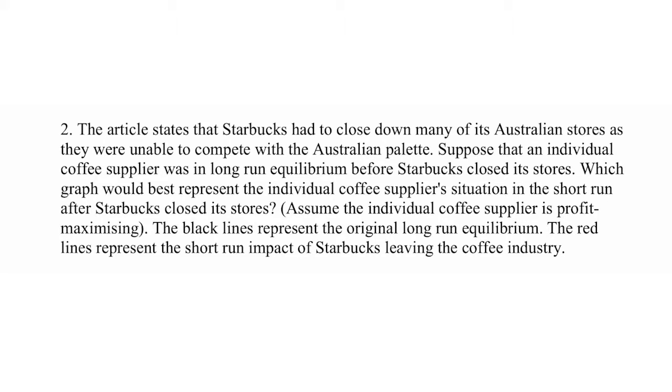Question 2. The article states that Starbucks had to close down many of its Australian stores as they were unable to compete with the Australian palate. Suppose that an individual coffee supplier was in long-run equilibrium before Starbucks closed its stores. Which graph would best represent the individual coffee supplier's situation in the short run after Starbucks closed its stores? Assume the individual coffee supplier is profit maximizing.